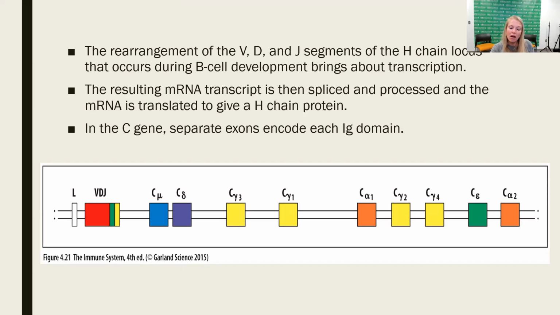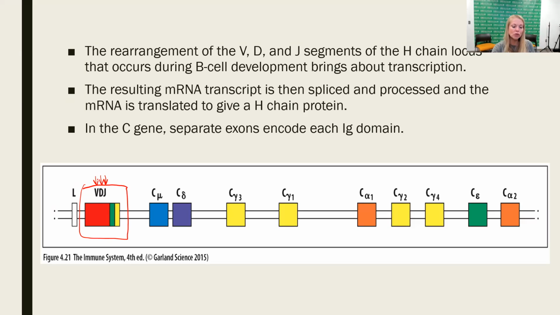The rearrangement of those segments of the variable and the diversity and the joining segments will create, we're looking at the light chain here, I think. Oh no, we're looking at the heavy chain. We'll create that variable region. I knew it was the heavy chain because of the J and the D and the V. There's 3 of them for the heavy chain. Also, the constant regions then are mu, delta, gamma.